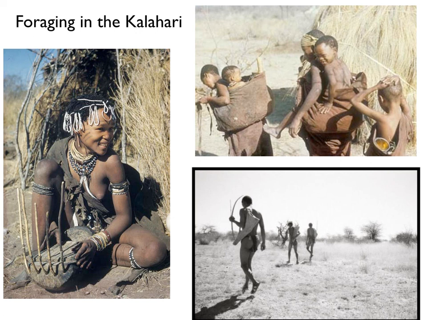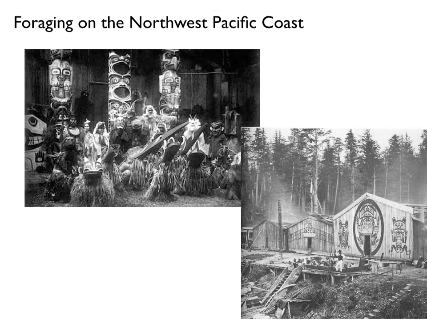But we should also look at another example of a foraging society, because we know that foraging societies existed on the northwest Pacific coast as well. And if you look at these pictures, they look quite different from the lifestyle of the Kung San in the Kalahari Desert, and that's because in these areas there was an abundance of resources. The salmon run, lots of local plants available, and they could support a higher density of people in one area, so higher population density. And because there was a higher population density, we also see hierarchical organization among these societies.